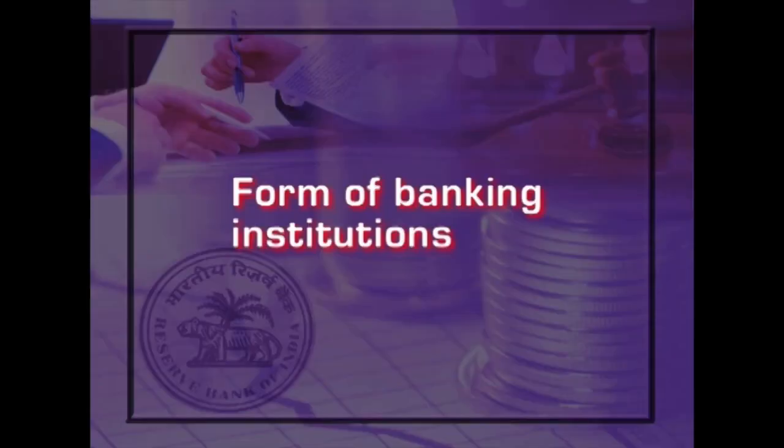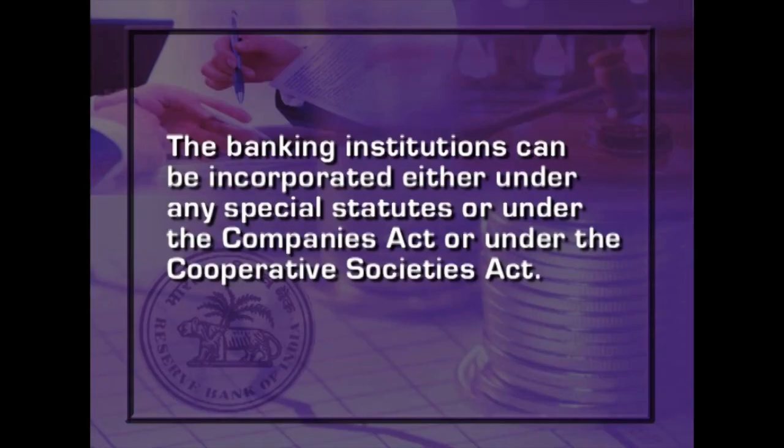Now finally we will look at the form of banking institutions, that is how to carry the banking business. The banking business must be carried in the form of a company registered under the Companies Act 2013 or any previous company legislation, or as a registered cooperative society under the appropriate Cooperative Societies Act of either the central government or the state government. The banking institutions in India also can be incorporated by a statute like the State Bank of India Act 1955. Thus, the banking institutions can be incorporated either under a special statute or under the Companies Act or under the Cooperative Societies Act.